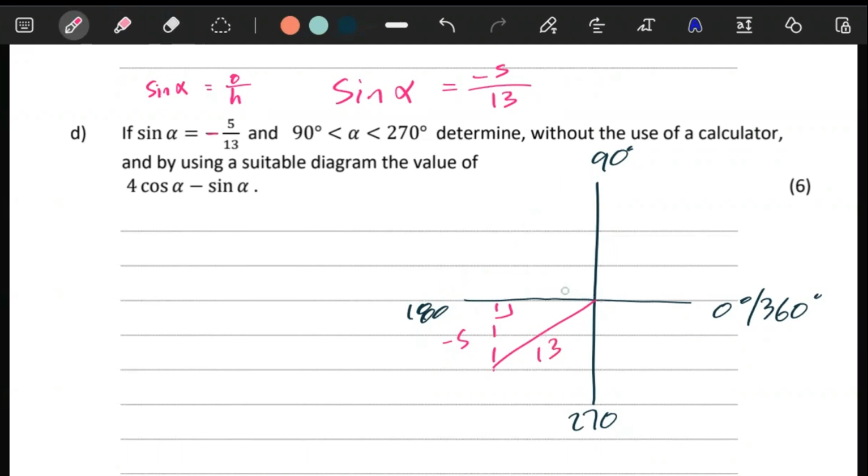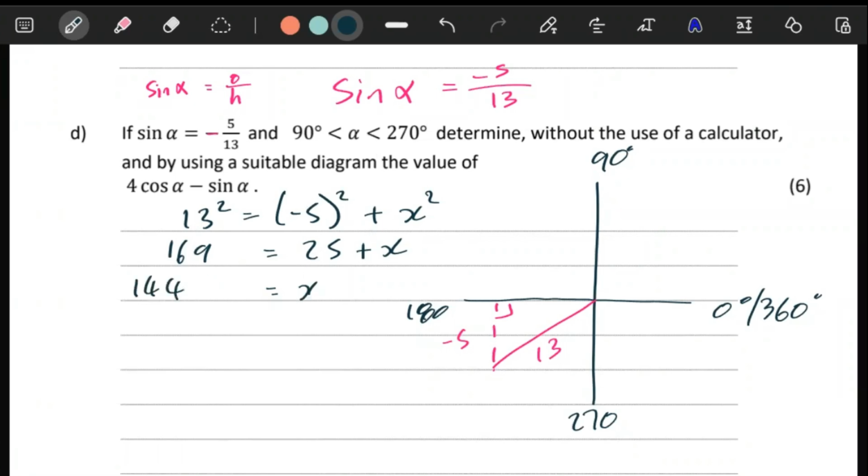Now, obviously here you have to work out the adjacent, which is where Pythagoras comes in, before you even worry about doing anything. 13 squared is equal to -5 squared plus, let's just say, x squared. Don't forget to get your answer here as a minus, but let's see. 13 squared is going to give us 169. And then, let's see, 169 minus 25, that's 144.